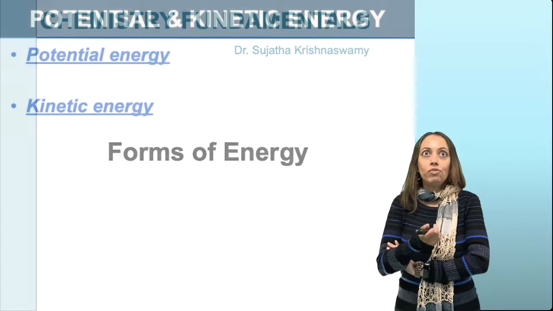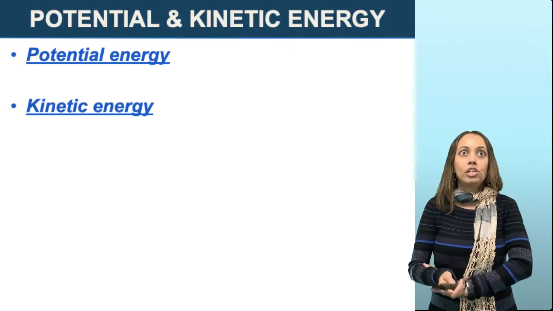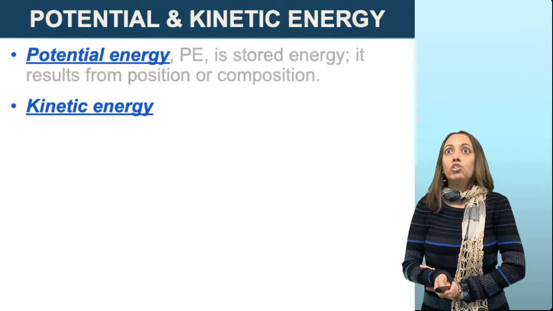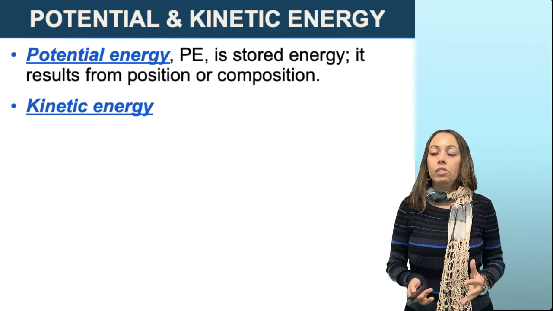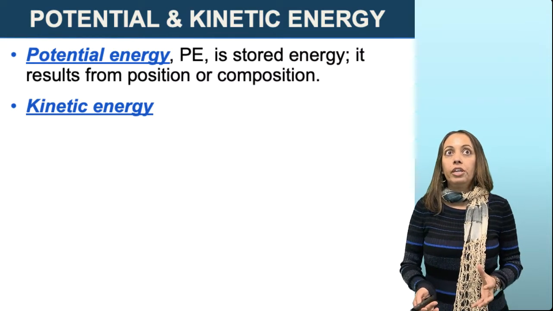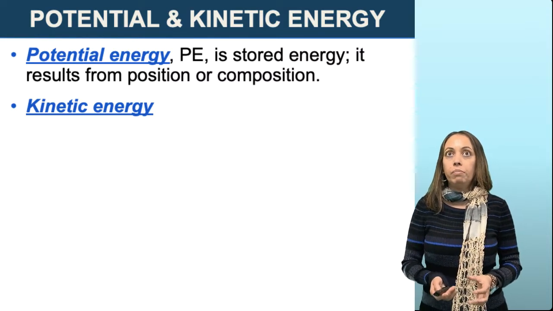Today we're going to look at different types or forms of energy. There are two major forms of energy. One is called potential energy, the other is called kinetic energy. Potential energy is energy stored within an object. It could be us or it could be a chemical, and it results from what we are made up of.